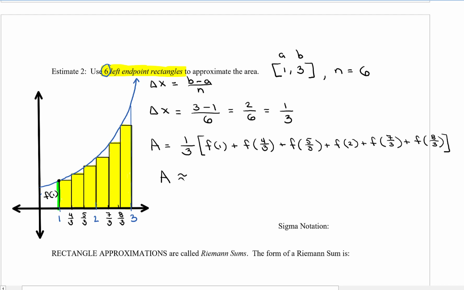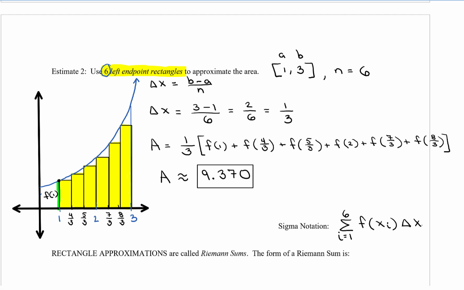A will approximately equal, and once you have plugged this into your calculator, you should get 9.370 as an approximation for that area. And if we wanted to represent this using sigma notation, we would write the sum from i equal to 1 all the way up to 6 of f of x sub i times delta x.